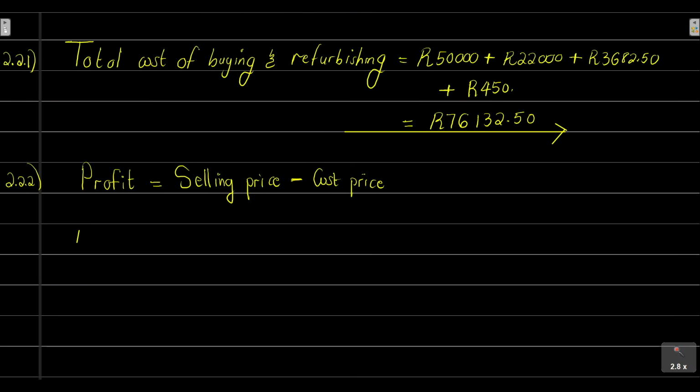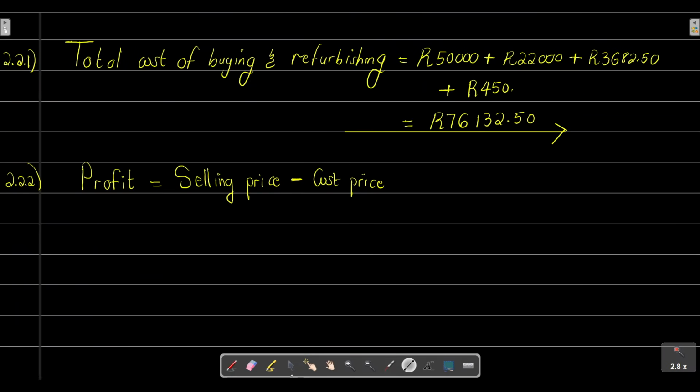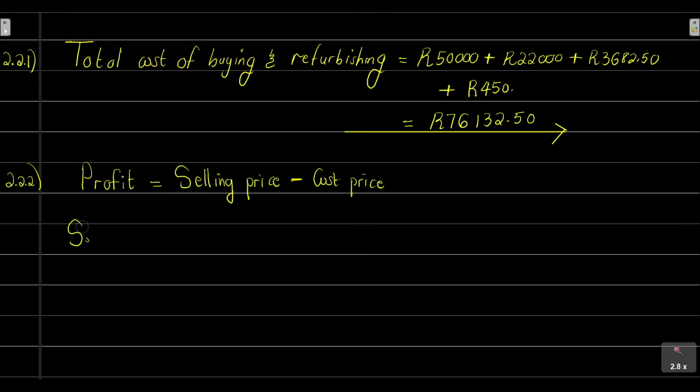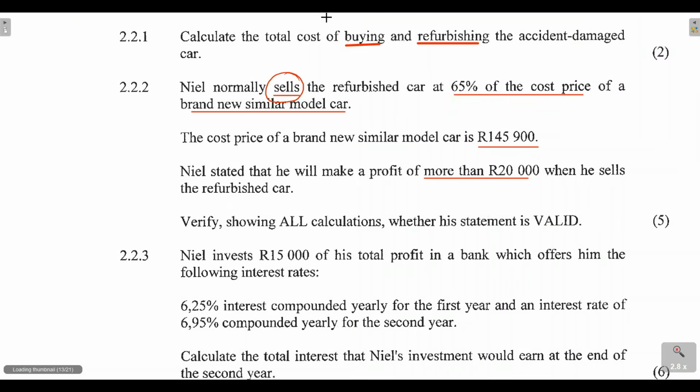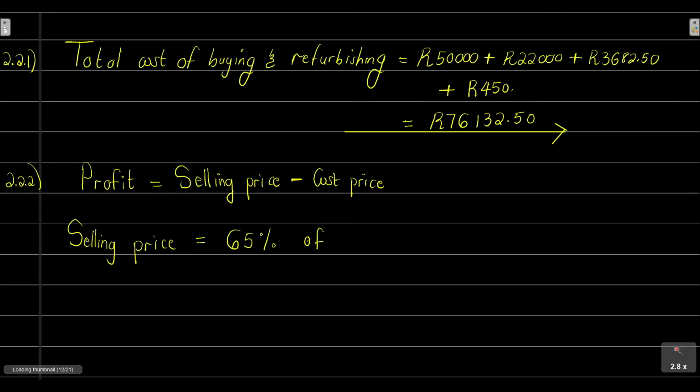Let's write that sentence down. We are told that the selling price, how much he sells this Renault Kwid for, is equal to 65% of the cost price of a brand new similar model. So what is the price of a brand new similar model? It is 145,900. So it's 65% of 145,900. This is what's going to help us get the selling price.